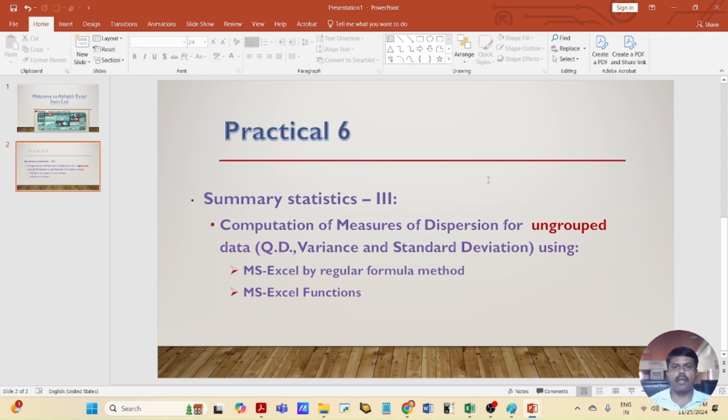Today we will cover practical number 6, Summary Statistics 3, that is computation of measures of dispersion for ungrouped data, in which we will compute quartile deviation, variance, and standard deviation by using formula method as well as by using MS Excel commands. Let's move in the Excel file.